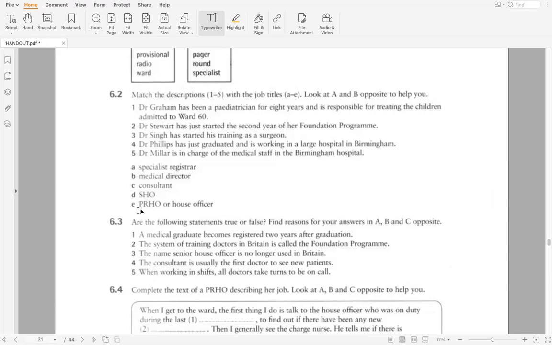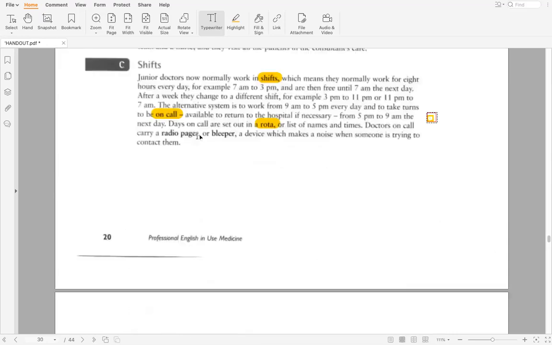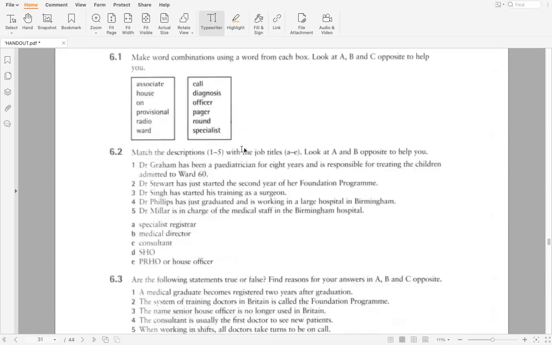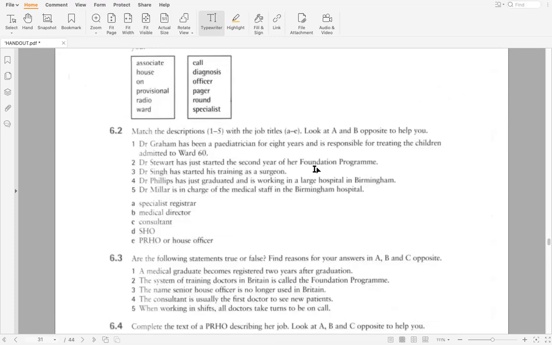Dr. Stewart has just started the second year of her foundation program. This is SHO, which is an abbreviation of Senior House Officer, because she is in the second year. Dr. Snai has started his training as a surgeon. He has started the training, so this is a specialist registrar.